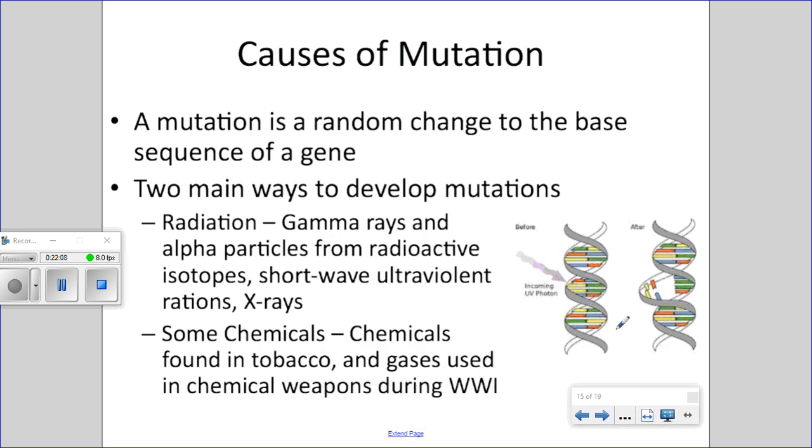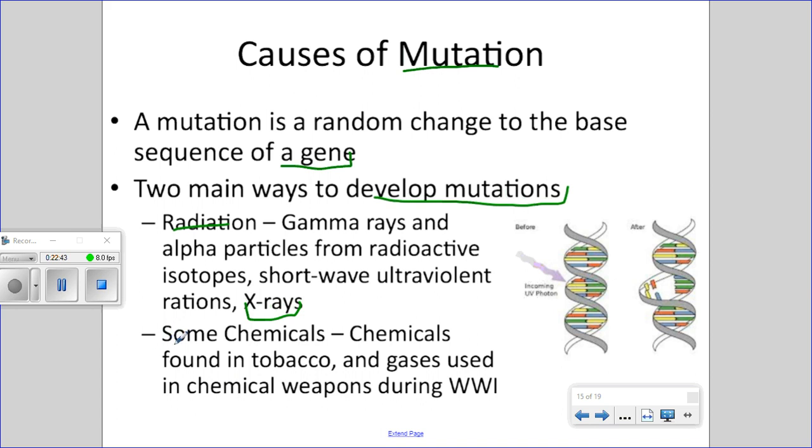So the introduction of these alleles is through mutations, and a mutation is a random change to the base sequence of a gene. There are two main ways to develop mutations: through radiation, so gamma rays and alpha particles, which are radiation from radioactive isotopes, as well as shortwave ultraviolet radiation, that UV radiation, and X-rays. So they can damage DNA and cause changes to the base sequence, change the sequence of those letters.